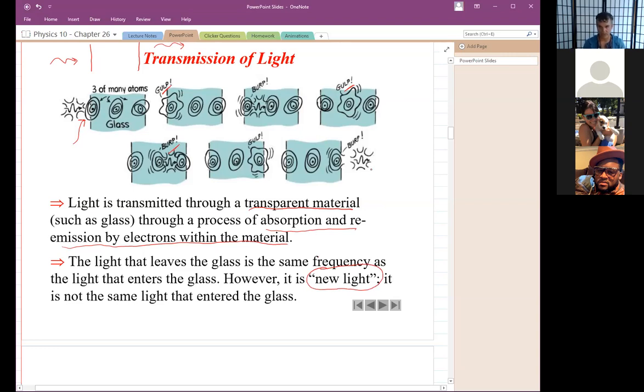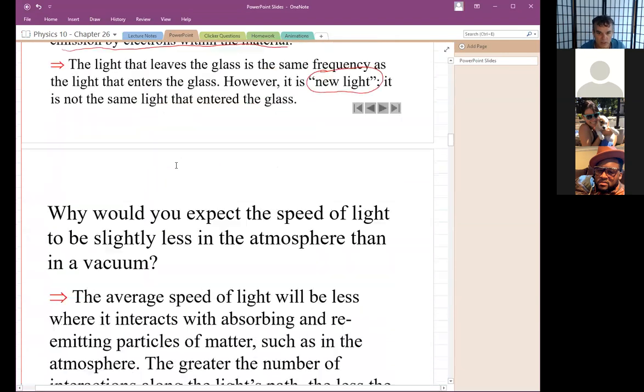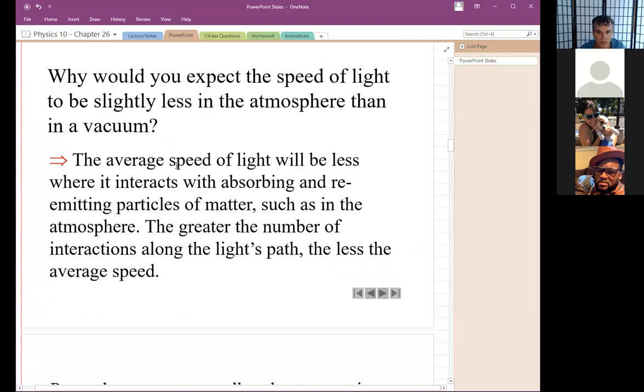So this leaving bit of light is identical in every single way to this incoming piece of light, but technically it's a new thing. Meaning if I could somehow tag that original piece, give it a little name tag or something, I would see that this light that leaves the glass is identical, but it's not the same. Okay, there was a clicker question.